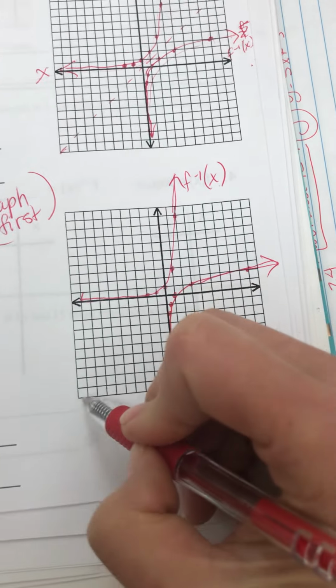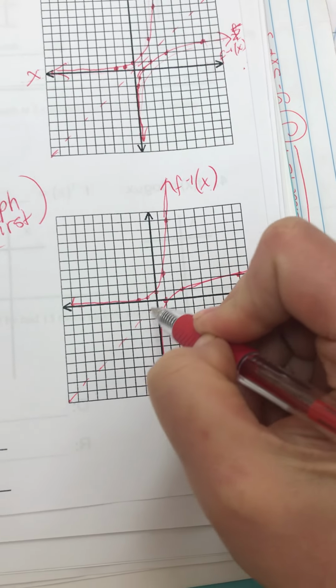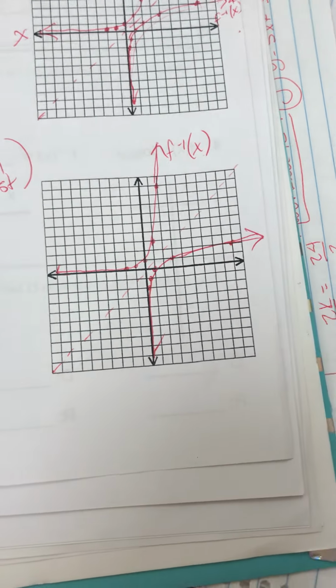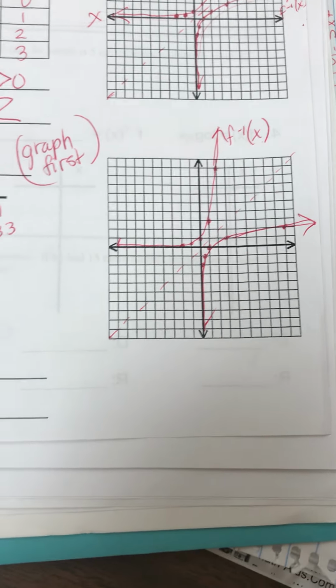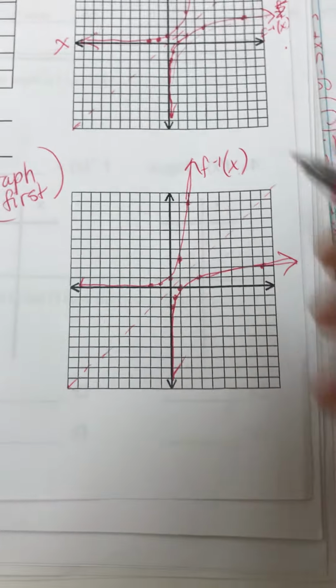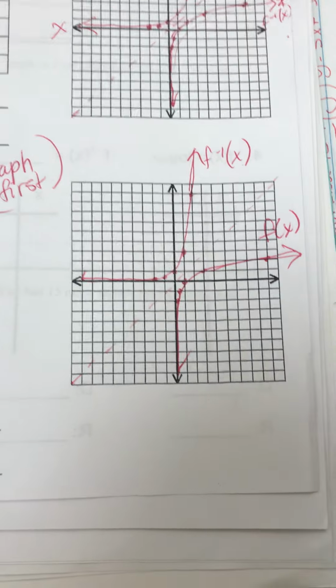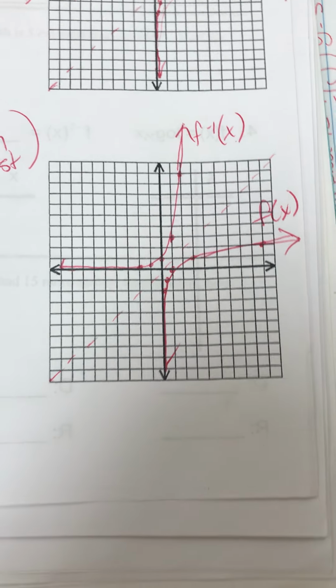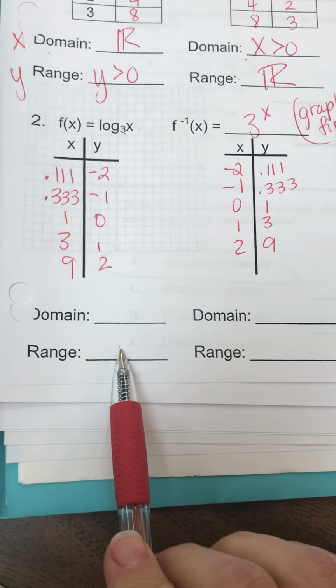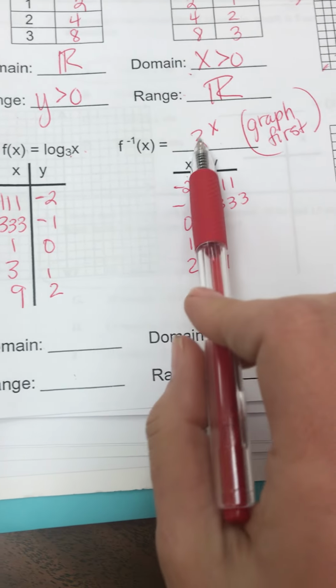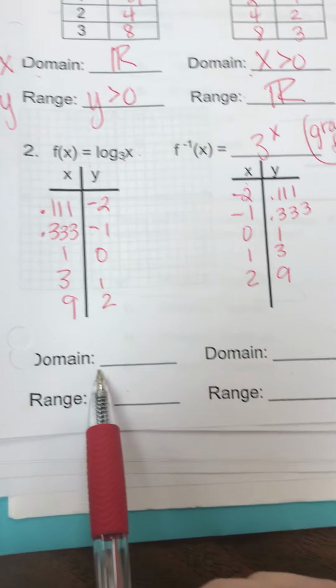Okay, so when you draw that dotted line down the middle, just to check and make sure they look like they're inverses of each other. This is my f of x. Label it. So now I'm trying to find my domain and range of my f of x and then of my inverse. Okay, so let's do f of x first.